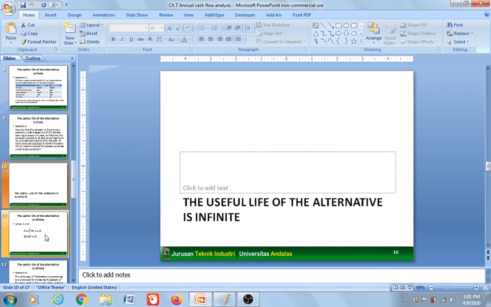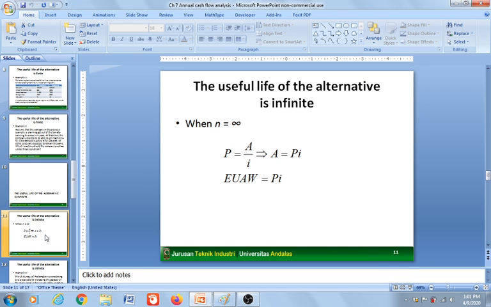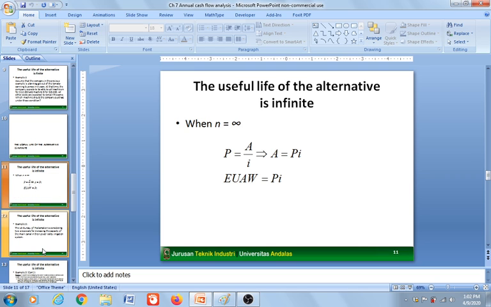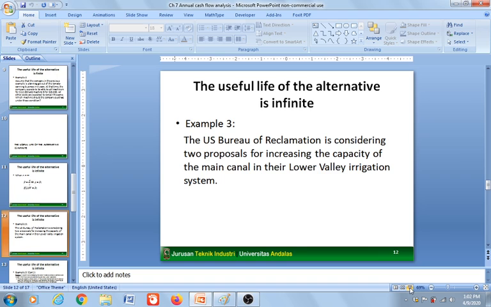So the concept is the same as what we have in the present worth analysis, when we have an infinite life of the alternative. So P equals A over i, or A equals P times i, because EUAW is just an A, so EUAW equals P times i. Now let's see an example.